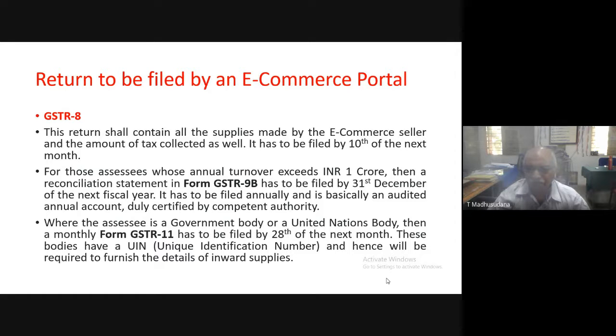These bodies have a UIN and hence will be required to furnish the details of inward supplies. So GSTR 11 has to be filed by 28th of the next month, and these bodies will have a UIN number and are required to submit details of inward supplies.